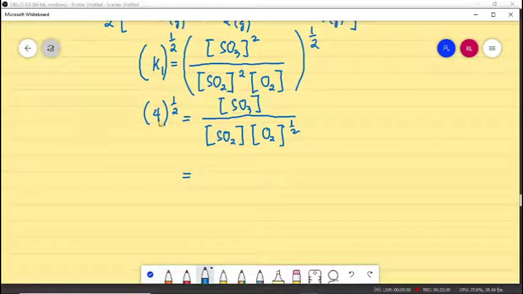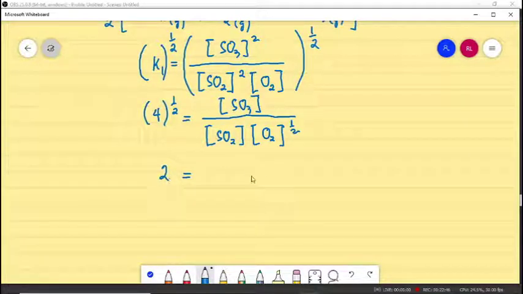So what is 4 raised to the power of 1/2? That is actually equal to 2. That is just similar to the square root of 4. So this is 2.